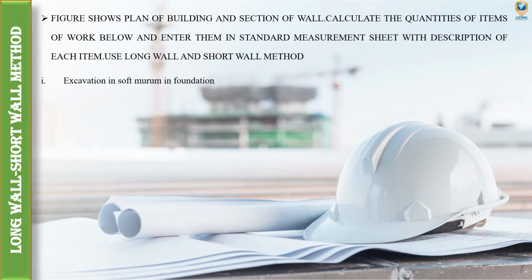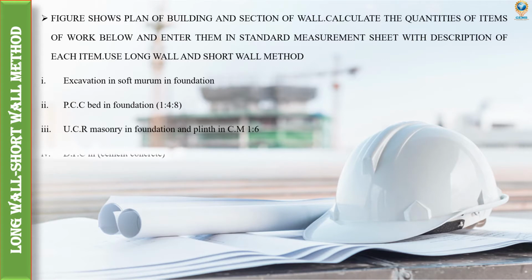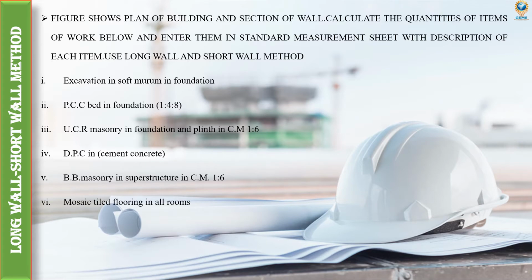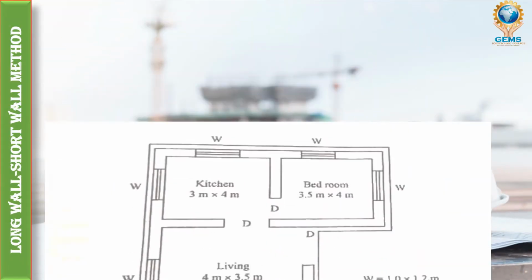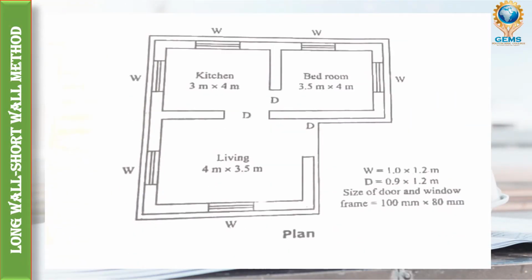Excavation we have already calculated. Then for PCC we have calculated. UCR we have already calculated. The first three portions we have already calculated. So in this lecture, we are going to calculate for DPC, then BB masonry, then mosaic tiled flooring in all rooms. These three things we are going to solve using the long wall short wall method in this lecture 29 part 2.